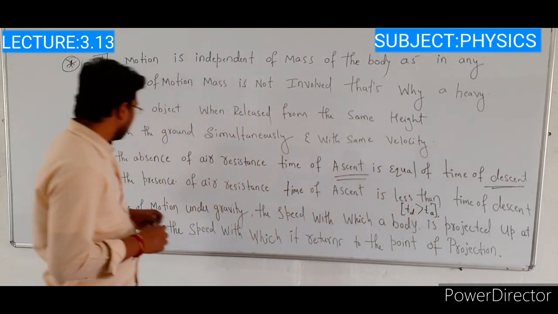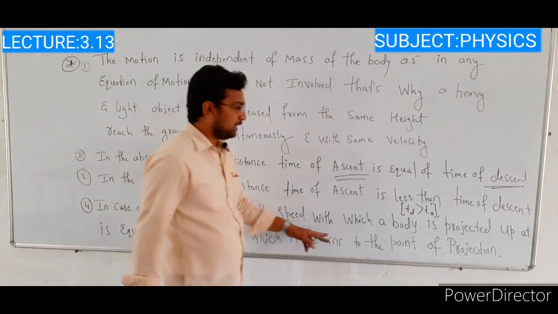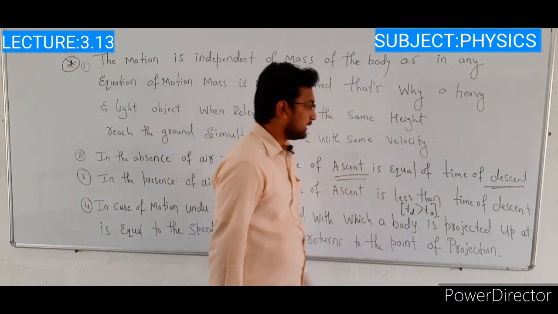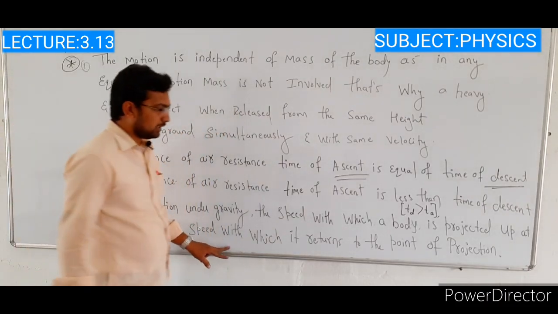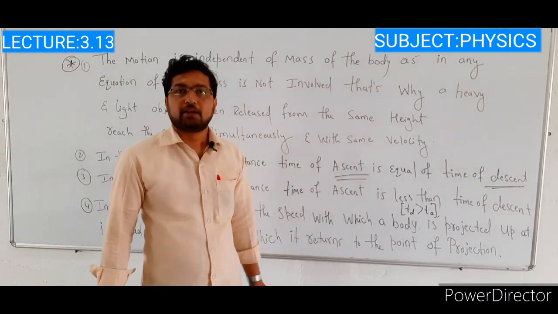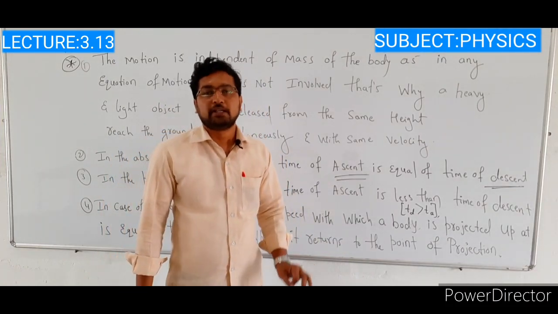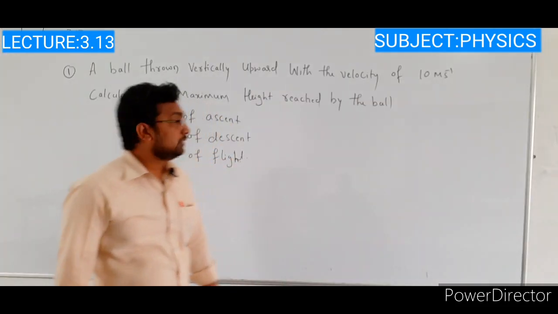Right. And the last point, in case of motion under gravity, the speed with which a body is projected up is equal to the speed with which it returns to the point of projection. So that means the speed of an object at any point is the same. So these are the note points. Let's see the problem here.